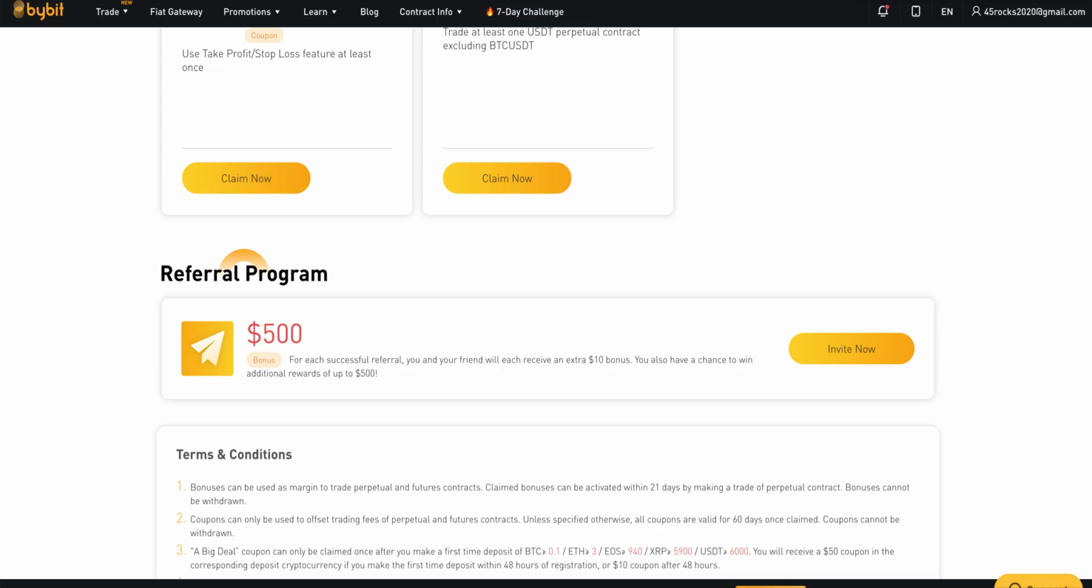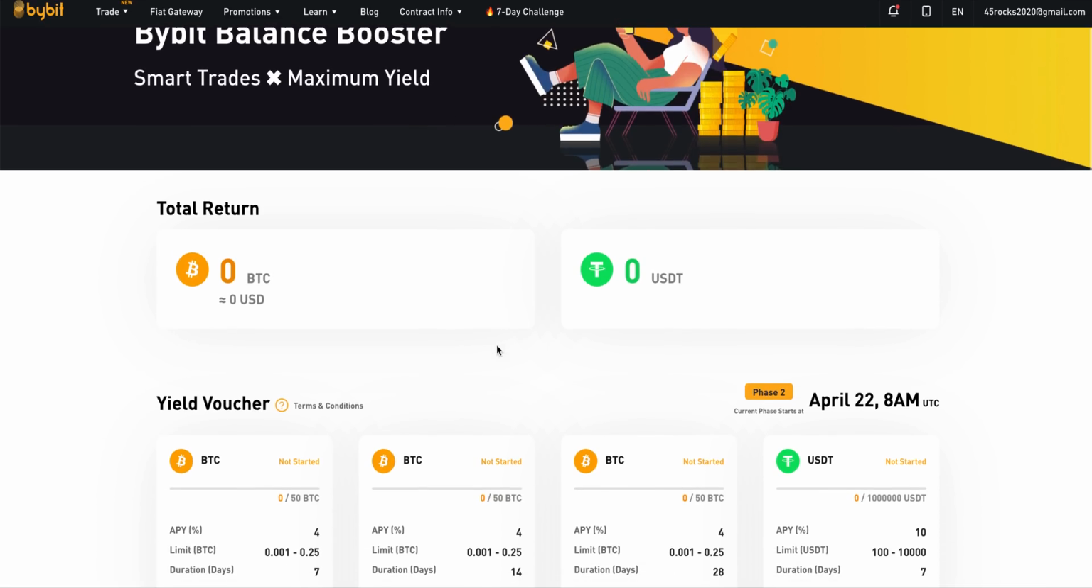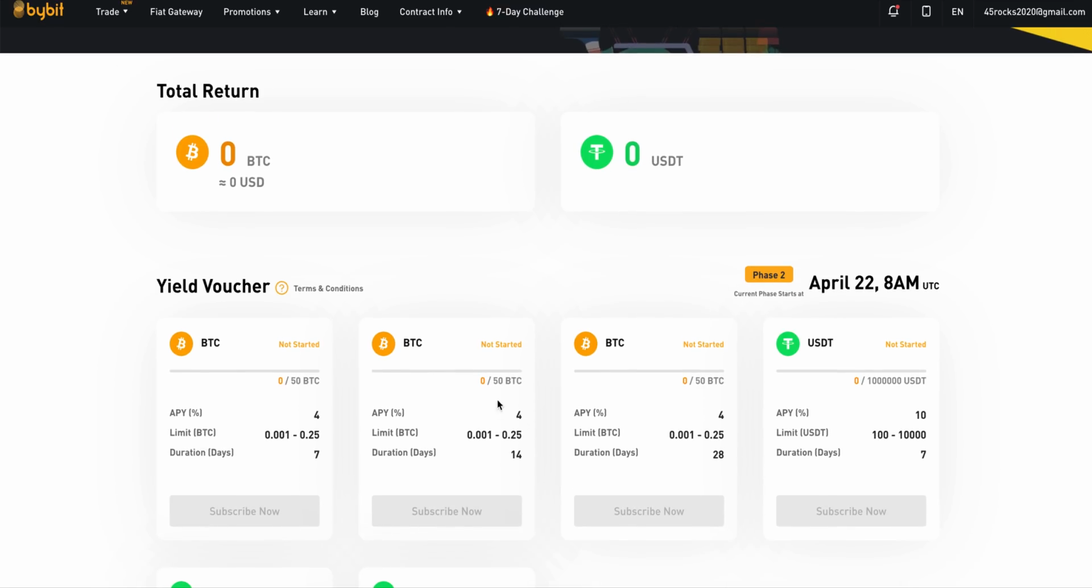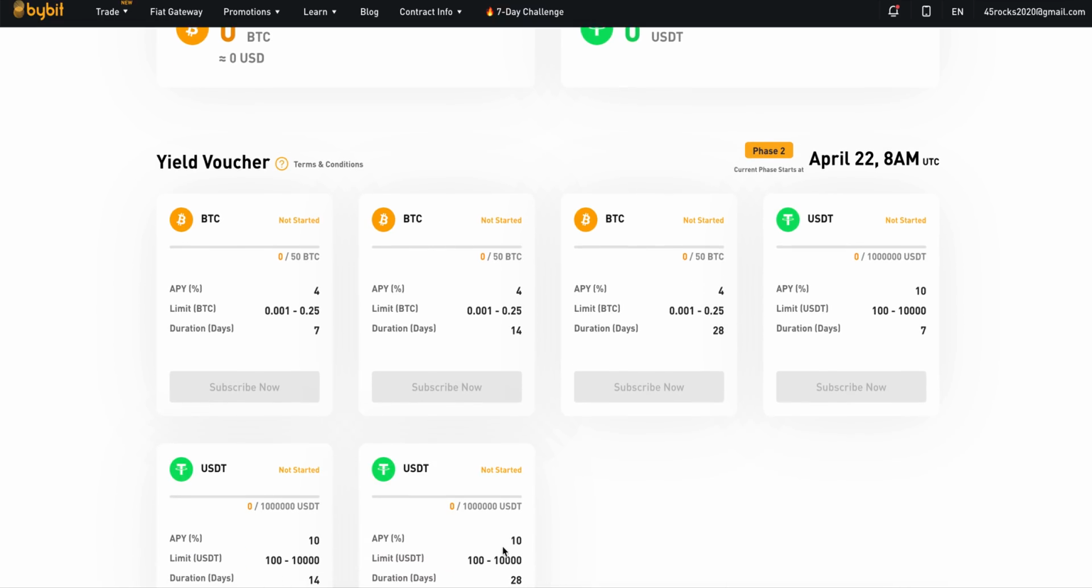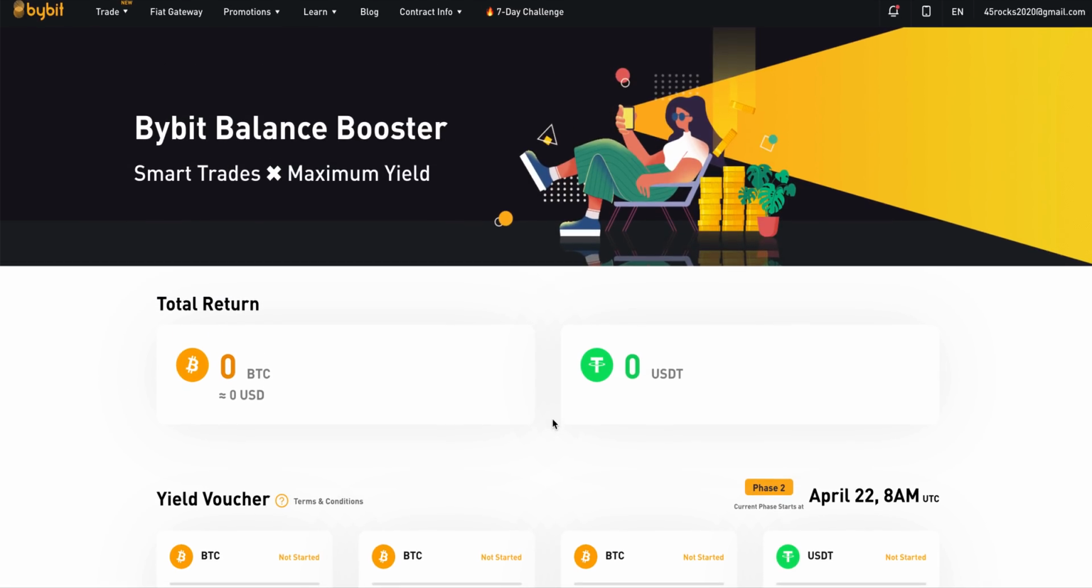And not only that, guys, but we do have the Bybit Balance Booster, which is new, where basically now you are earning interest on your assets just by holding them on the Bybit exchange. So if you deposit some Bitcoin into your account, starting the next phase in 2 days, you'll actually be earning 4% interest on your Bitcoin, up to 10% interest on your Tether. And so there's a lot of incentive to sign up if you're new. And again, you can take advantage of these rewards. You don't have to be foolish about them. You can use them responsibly, and it's pretty cool to get free money.